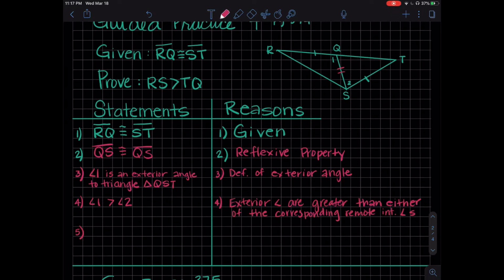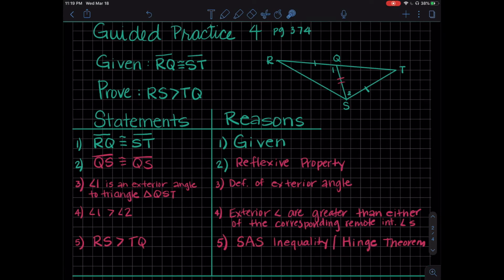Okay, so now that we've stated that, we can state our proof. RS is greater than TQ. The hinge theorem, or sometimes referred to as the SAS inequality. The SAS inequality is the hinge theorem if you think about it.